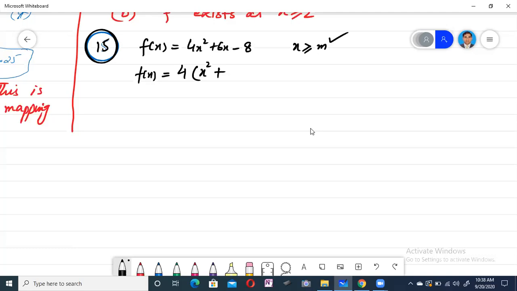from this one we are taking 4 common. Okay, inside here will be x square plus, out of 6, 4 we are taking common, then we will divide here inside, because here 4 is not available, we will divide, and minus 8 outside the bracket we will write as it is.